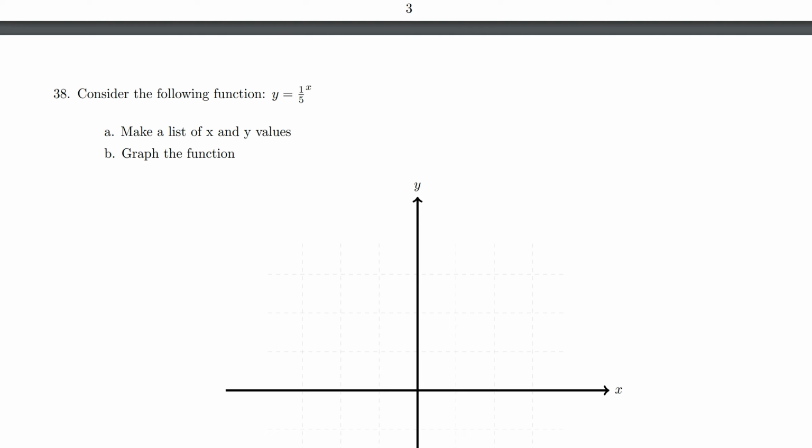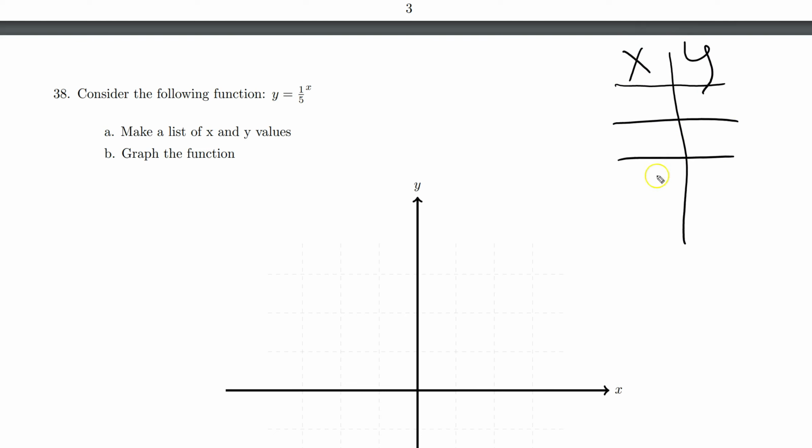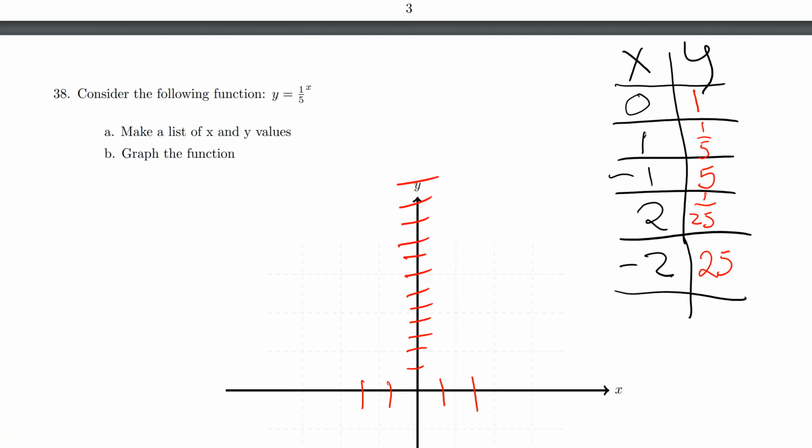Make a list of x and y values and graph the function. Okay, so here, this is one of our basic functions. And again, this just takes time. Just to get our curve here a little bit. And let me set this up here too. Now, I believe on your papers they give you a graph to choose from.